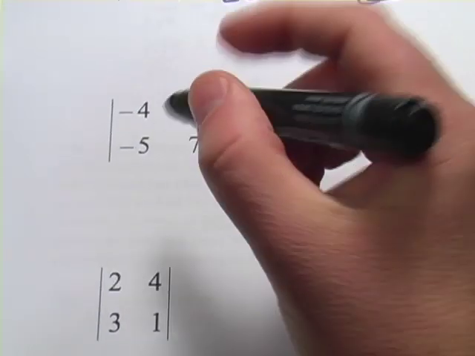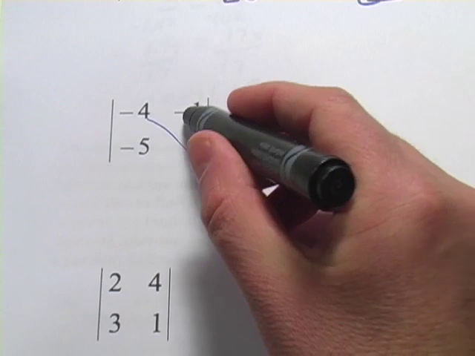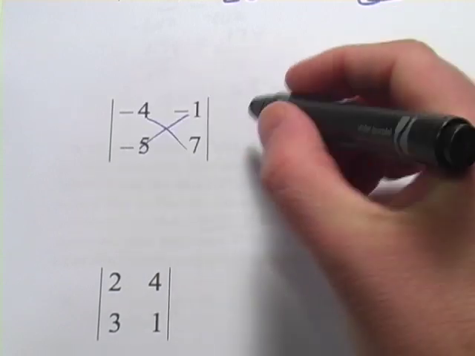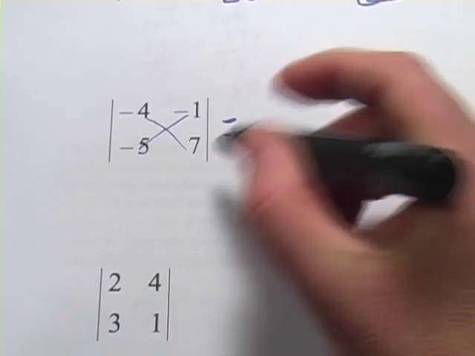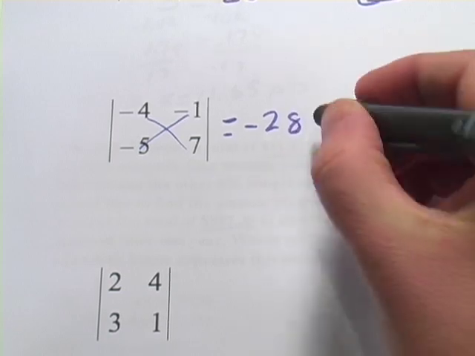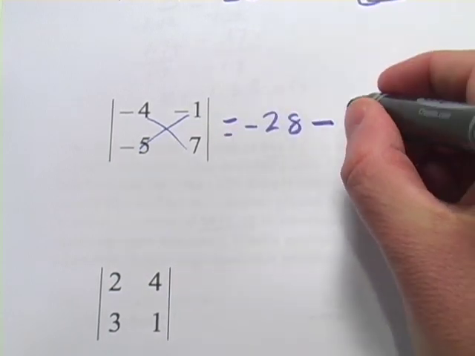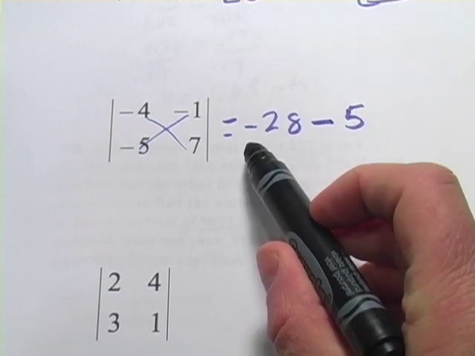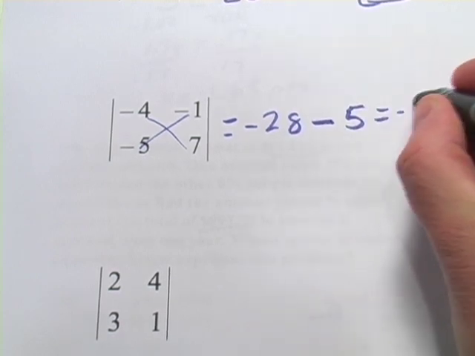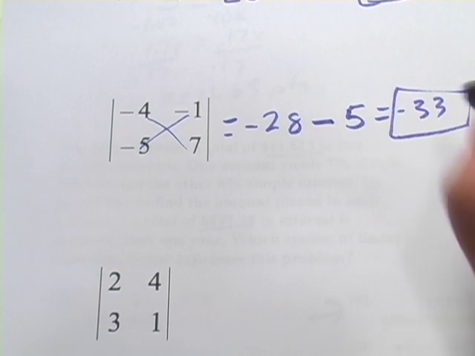The way I like to do it, at least in my head, is to draw an x. And the first stroke of the x is the first place you multiply. Negative 4 times 7 would be negative 28. Minus a negative 1 times a negative 5, that's a positive 5. So negative 28 minus 5, negative 33. And that's the value of that determinant.